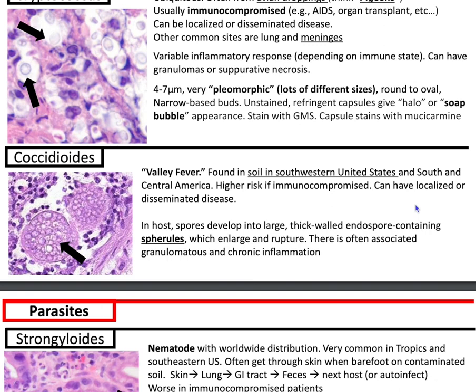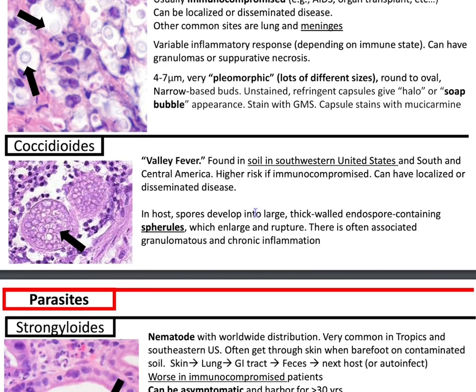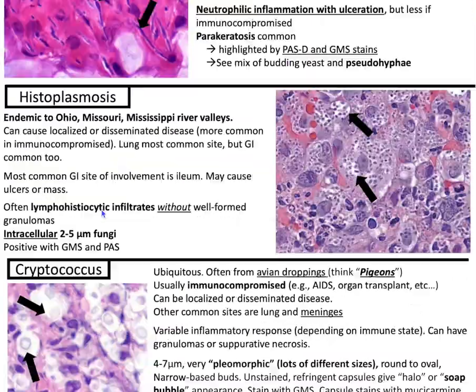Coccidioides, also known as valley fever, the clinical presentation. It's found in soil in southwestern United States and South and Central America. There's a higher risk if immunocompromised, and it can have localized or disseminated disease. In the host, the spores develop into these large, thick-walled endospore-containing spherules, which enlarge and rupture. There's often associated granulomatous and chronic inflammation.